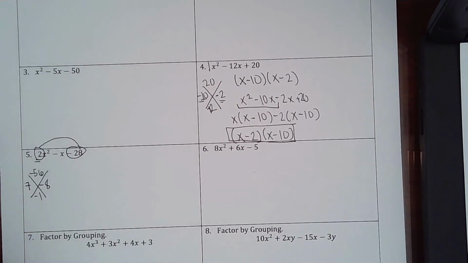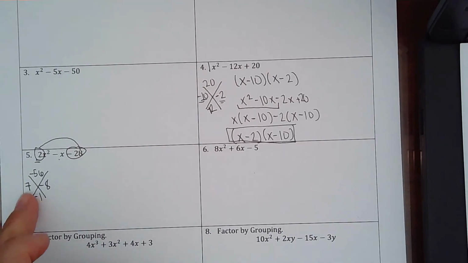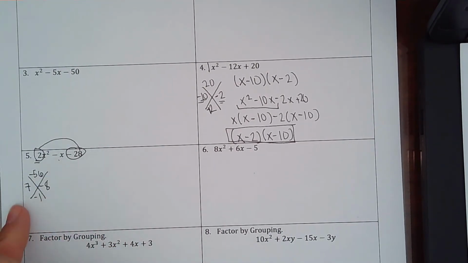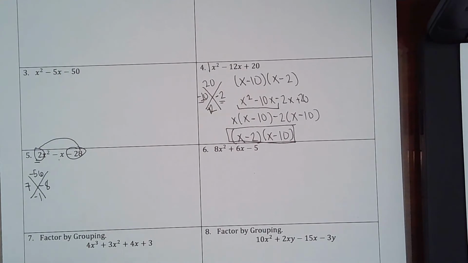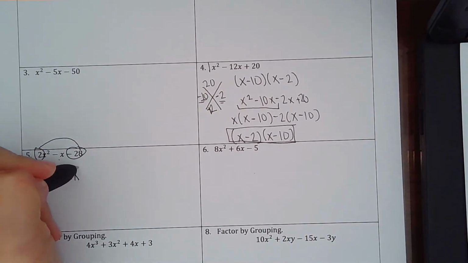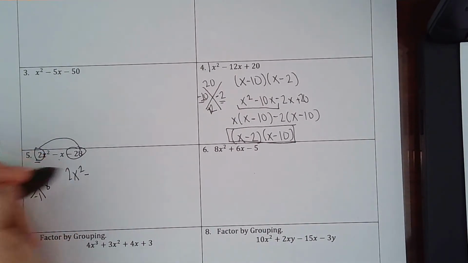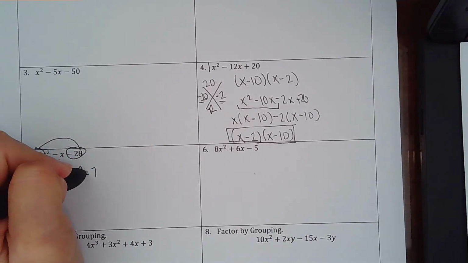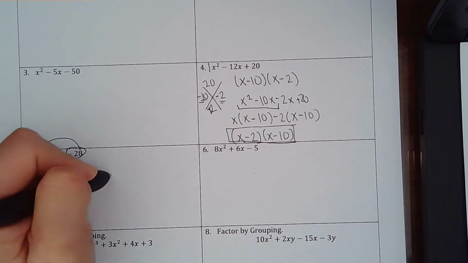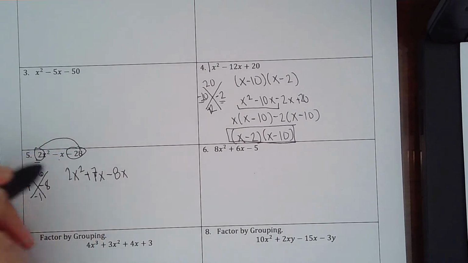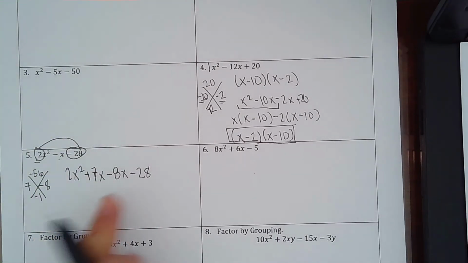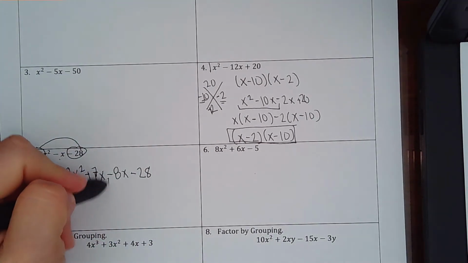So I am going to go ahead and split my middle term. I have to this time because if I just use that, the 7 and the 8, that wouldn't be the right answer. So I'm going to take 2x squared plus 7x minus 8x minus 28. And then I'm going to factor by grouping.